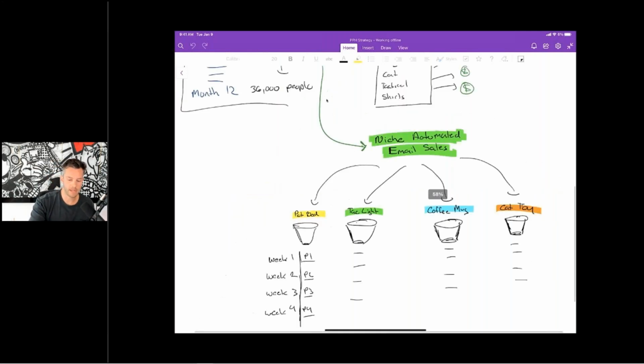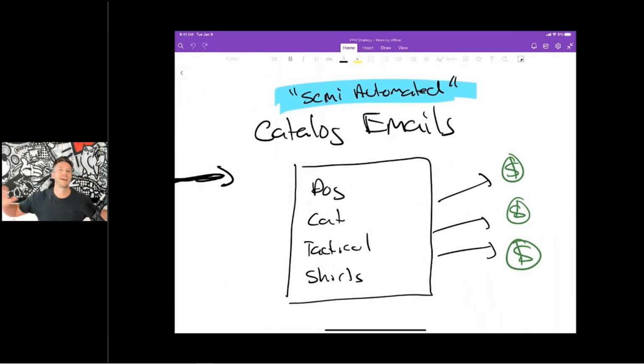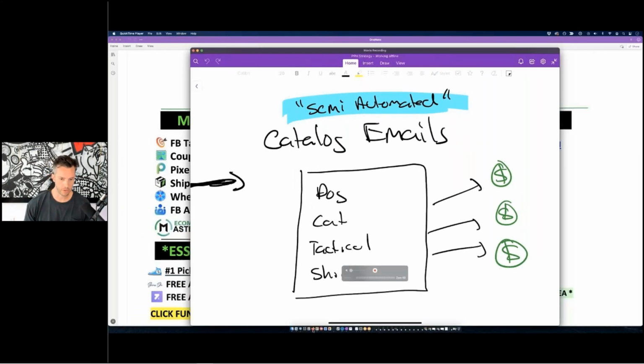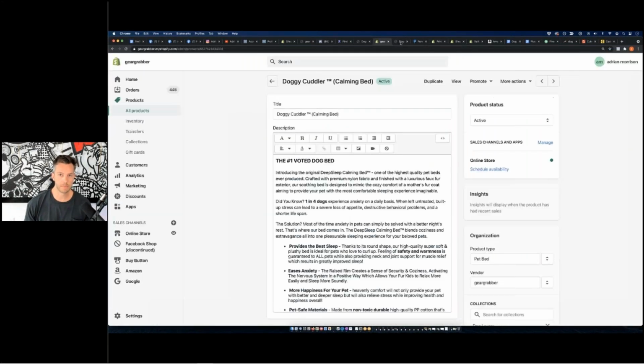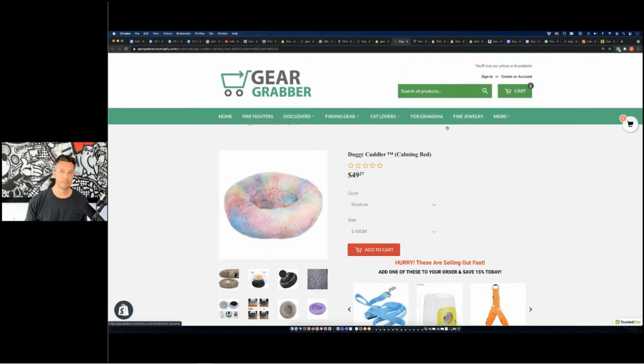Now, the semi-automated emails are emails that you would send to your entire list. On our store, this is just a demo store that I'm going to show you, but on our store, we would be selling dog stuff, fishing stuff, cat stuff, grandparent stuff, fine jewelry, viral gadgets. We sell everything on our Dropship store, and we bring people in with viral products.